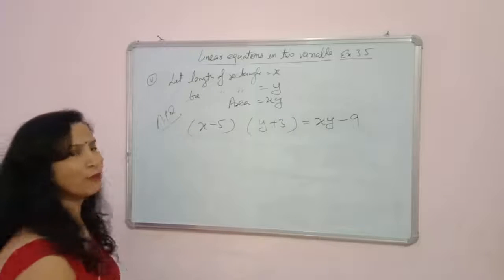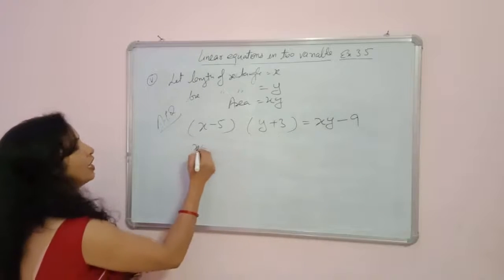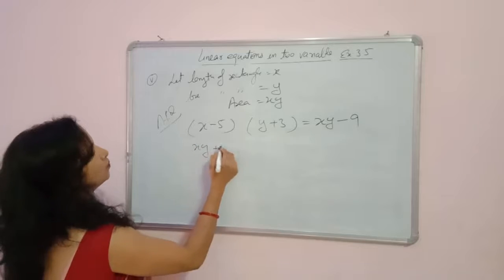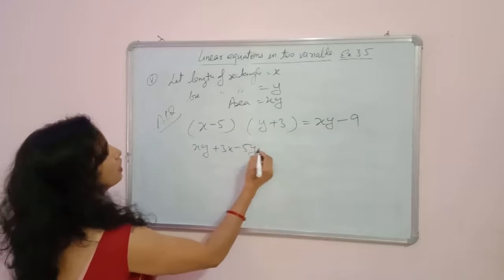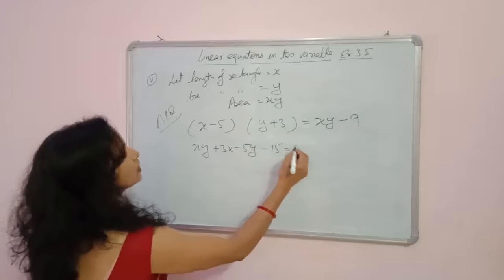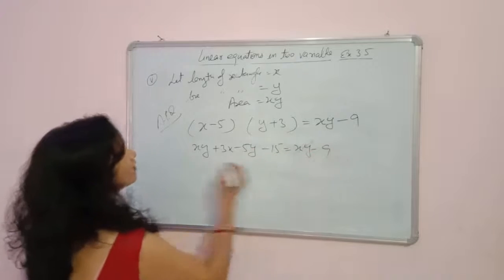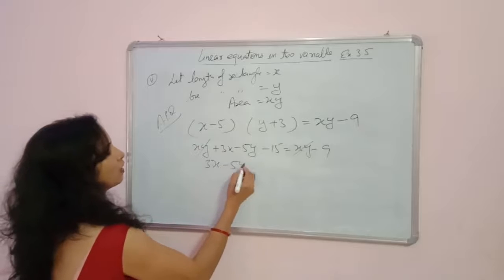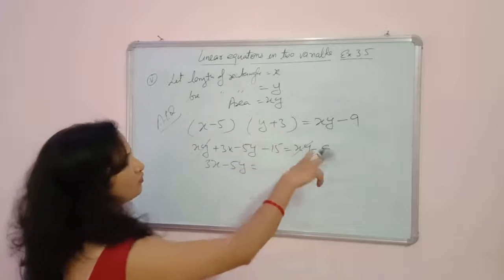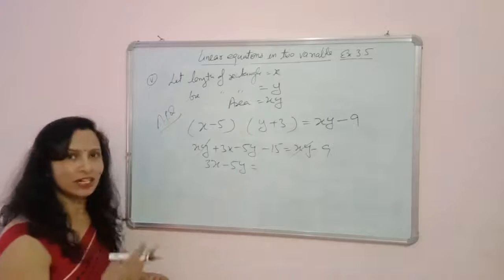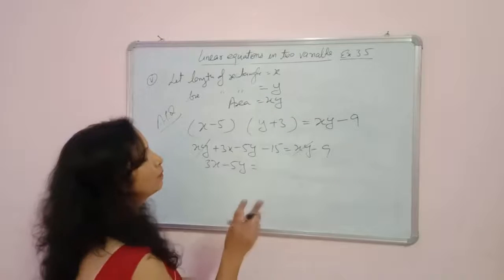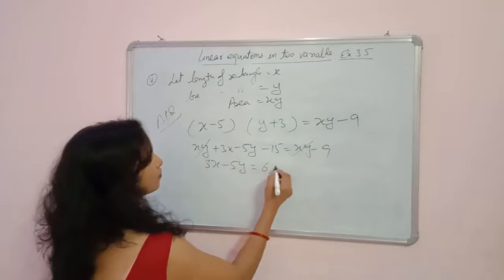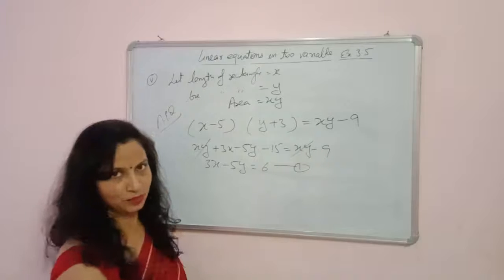So you can simplify the equation by multiplying these brackets. It will be xy plus 3x minus 5y minus 15 is equal to xy minus 9. xy will cancel out with xy. The equation is 3x minus 5y is equal to 15, and on the RHS the sign will be changed. It will be plus 15 minus 9, which means 6. This is the first equation.